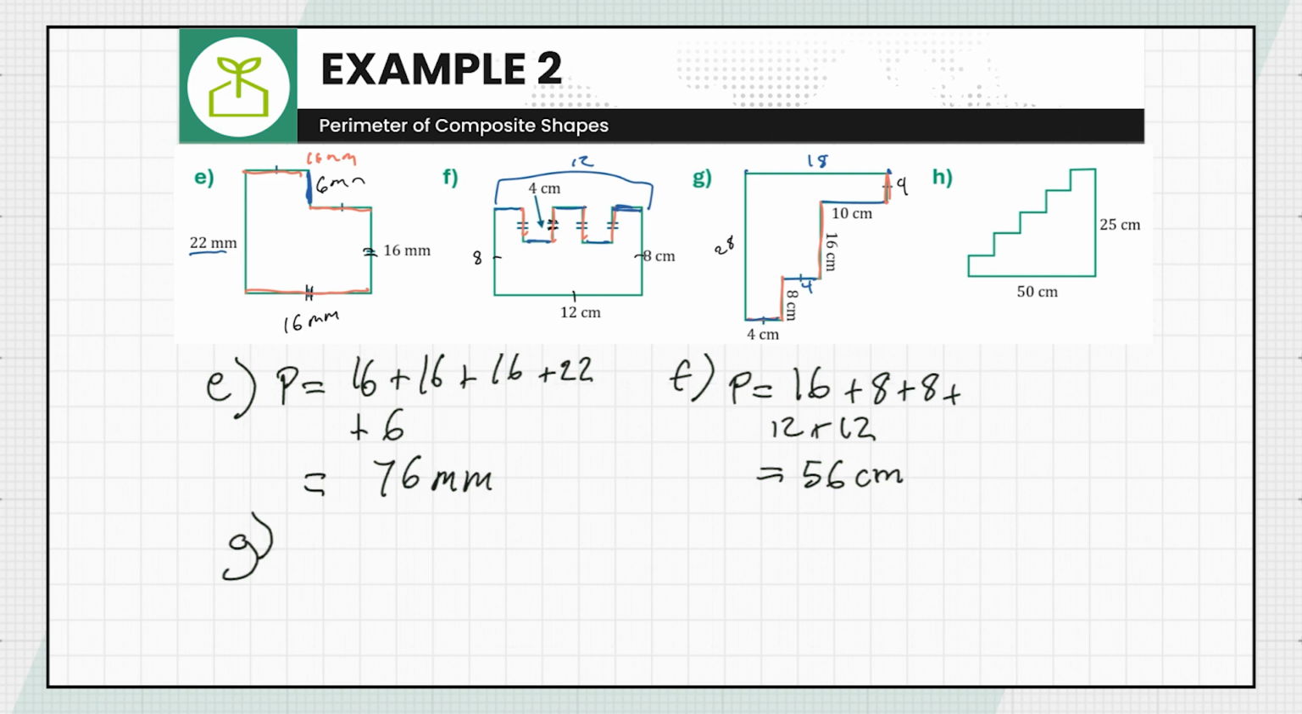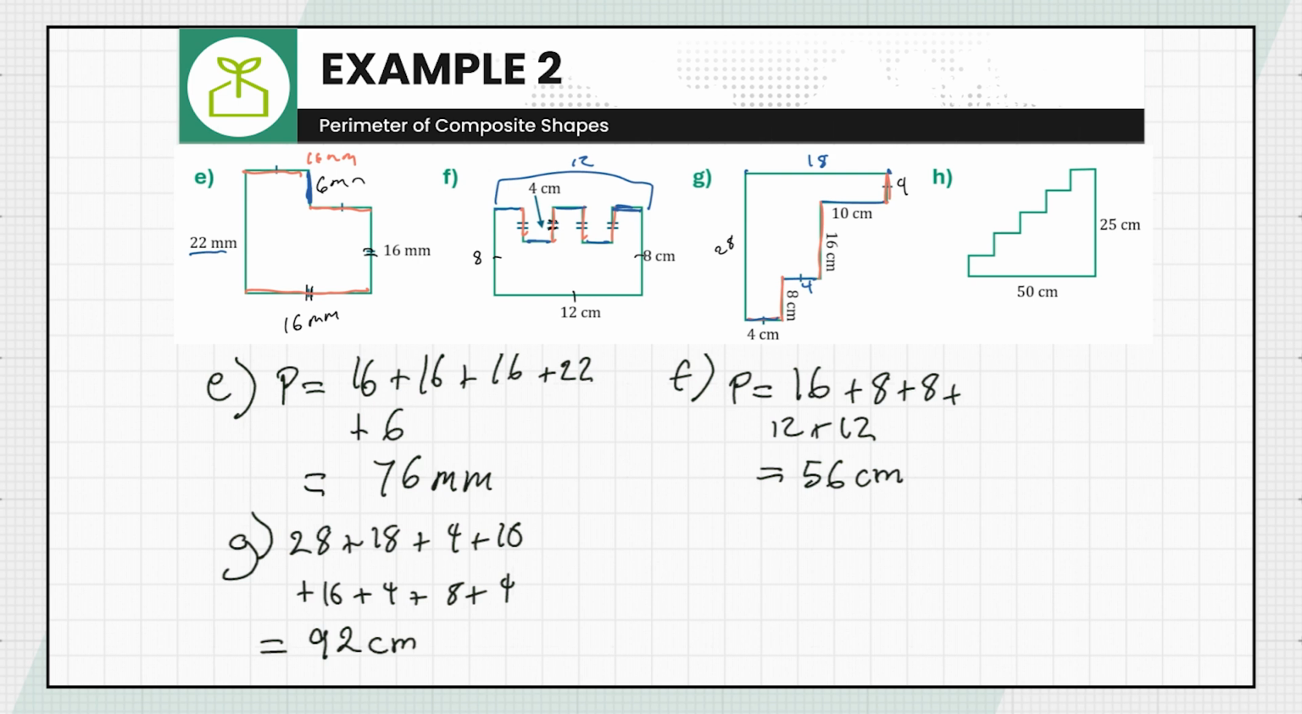Now, with all that information added up, we can do 28 plus 18 plus 4 plus 10 plus 16 plus 4 plus 8 plus 4. And this all together should equal out to be 92 centimeters.